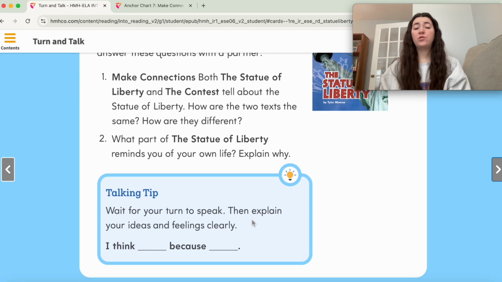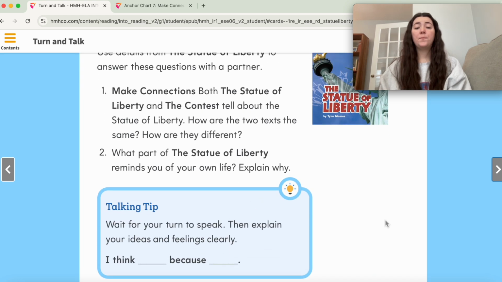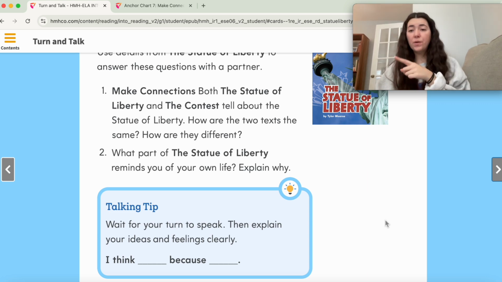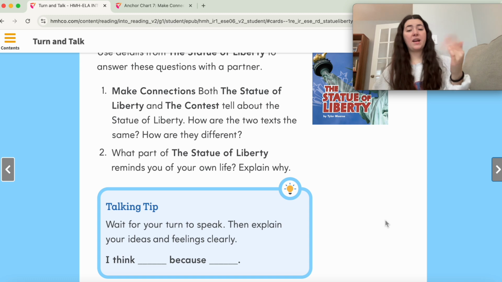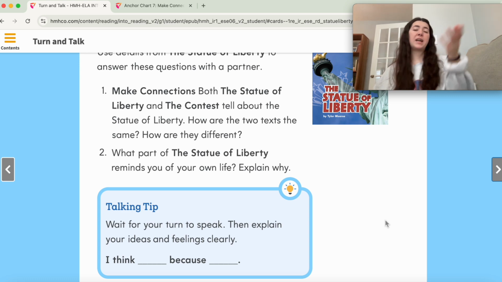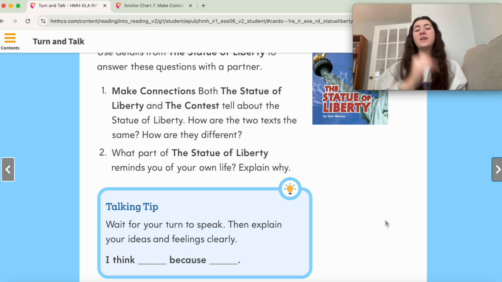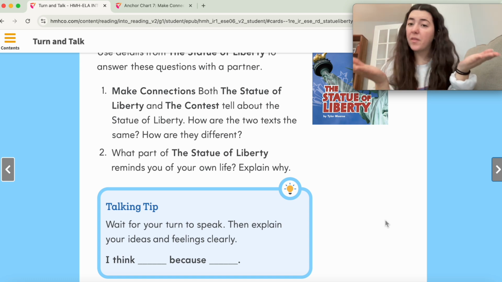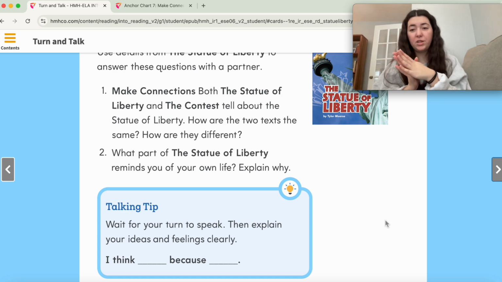But we are going to try to make some connections about this story. So you can either make connections about the Statue of Liberty and the contest and tell how those are the same and how they are different. So remember, the contest is the story we just read. The Statue of Liberty is the story we read a second ago. And you can tell either about how the two texts are the same or how they are different. And there will be a paper for you to use for that.